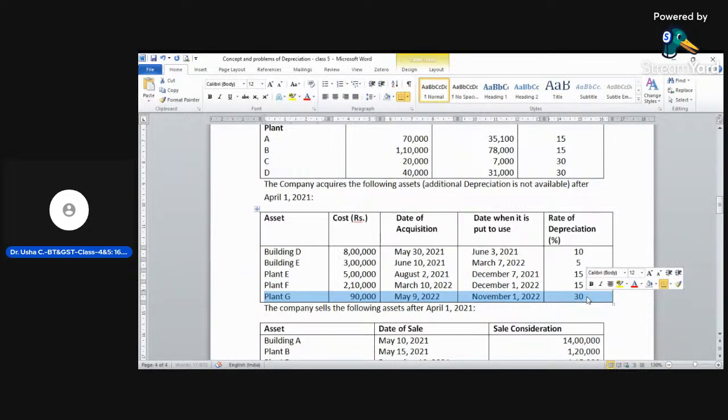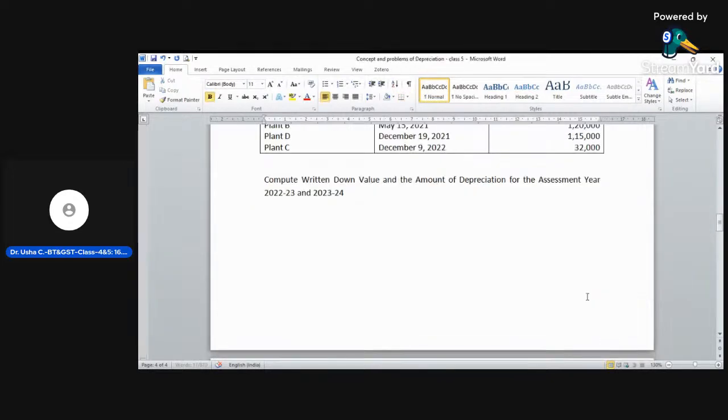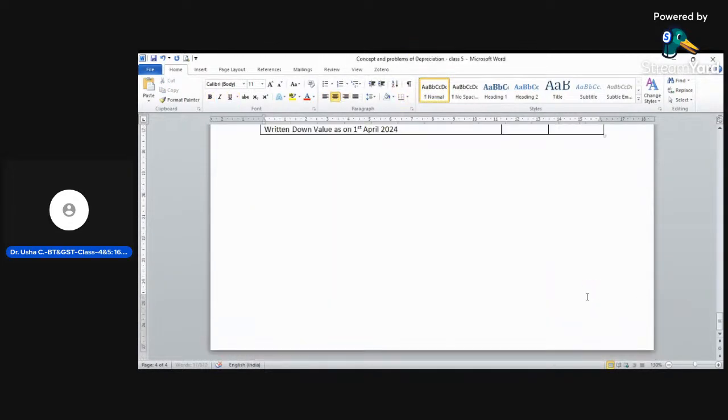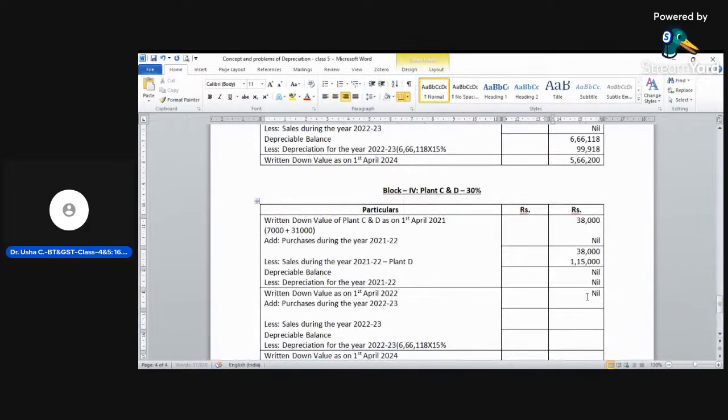When it is less than 180 days, exactly we have to calculate. If it is put to use exactly 180 days, full rate of depreciation. But less than 180 days, then half rate of depreciation. Then more than 180 days, full rate of depreciation only. Okay, plant G is purchased during the year and put to use, but less than 180 days, for 90,000. Plant G, purchases during the year.